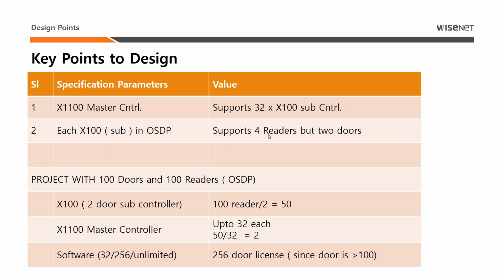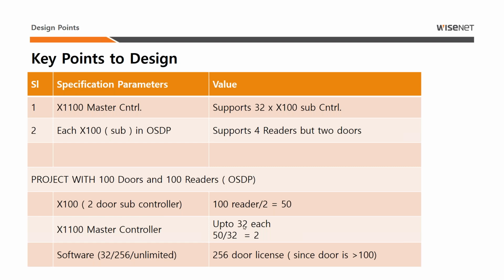If you divide 100 by 4, you need 25. But that will not work. Maximum is 2 doors, so you have to take the highest. So 100 by 2 is 50. So you need 50 subcontrollers, 2-door subcontrollers.